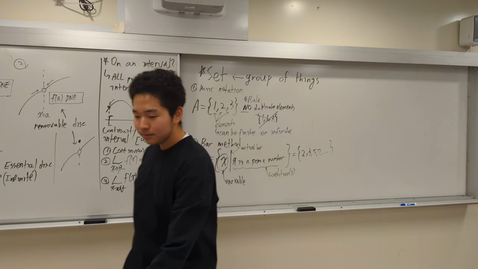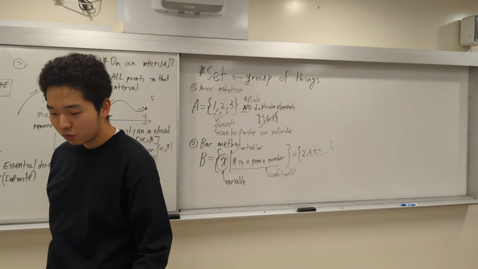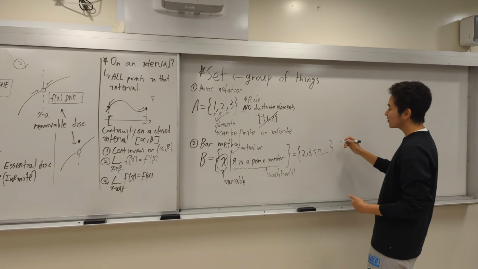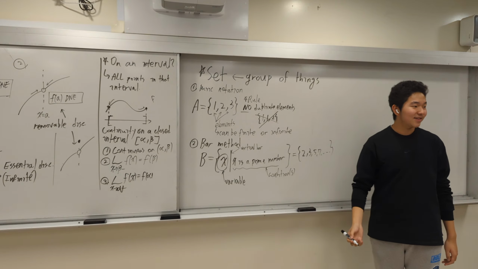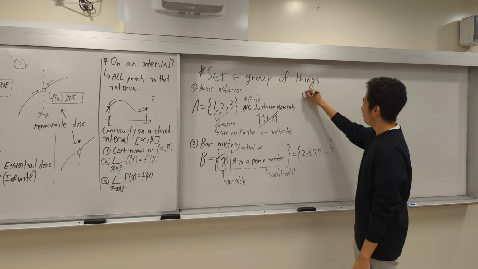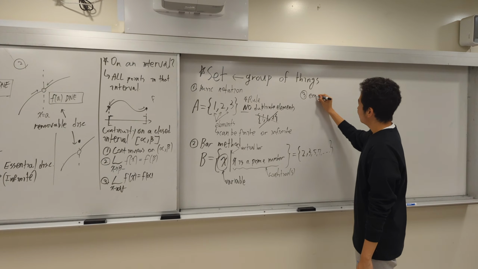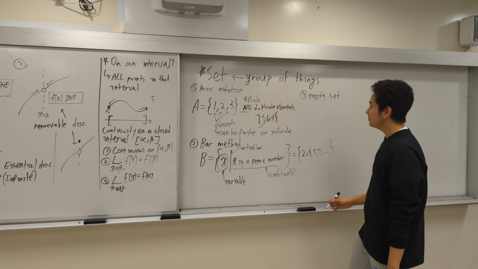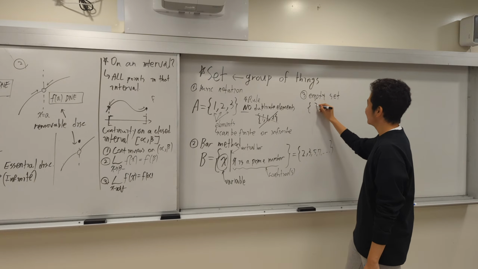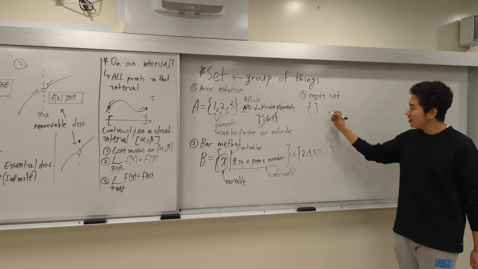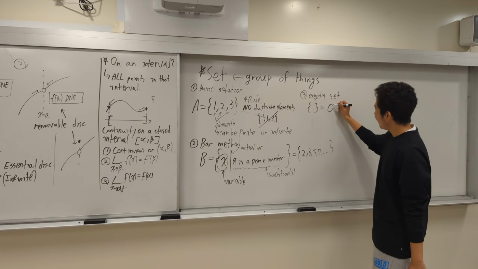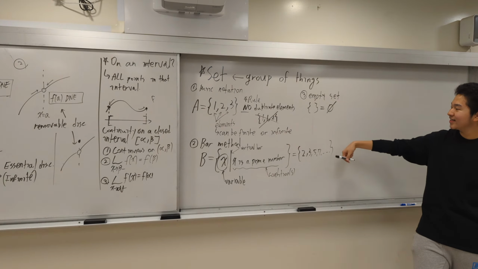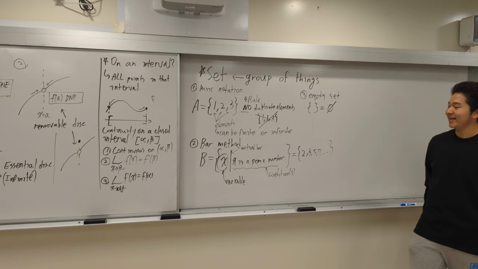Now, let's see what we can do. Oh yeah, funnily enough, there's a set that has nothing in it, and that's very special. We call it the empty set. An empty set is a set that literally has nothing in it, and we notate this by a very special symbol like that.